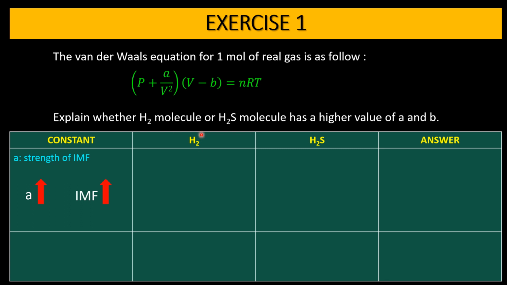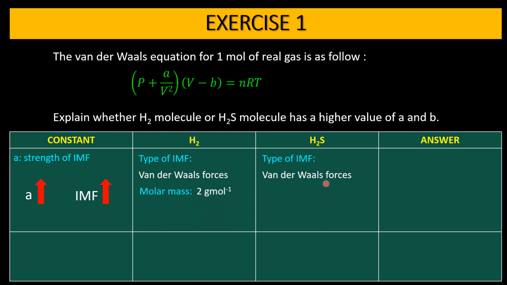So, for H2, the type of intermolecular forces is van der Waals forces. For H2S is also van der Waals forces. Since both of them have van der Waals forces, so nak tahu siapa yang lebih kuat van der Waals forces, kita akan kira molar mass. So, molar mass for H2 is 2 gram per mole. For H2S is 34.07 gram per mole.